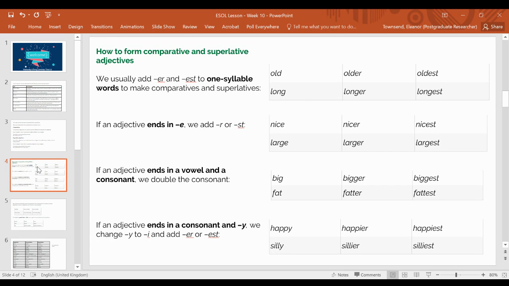Then we add est for the superlative adjective to say the most. He is the oldest in the family. There are a few more spelling rules that you need to be aware of. These are all on the slide.